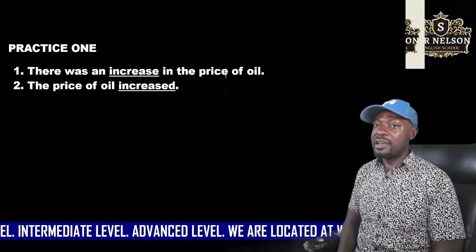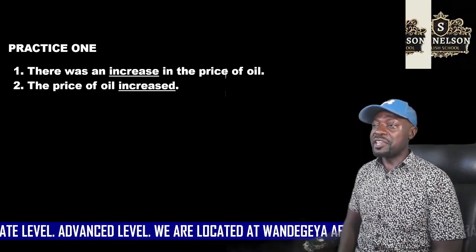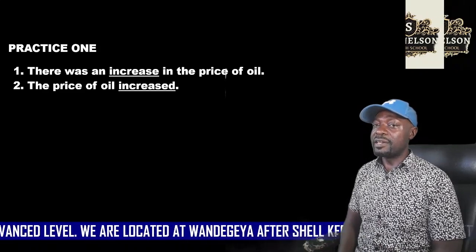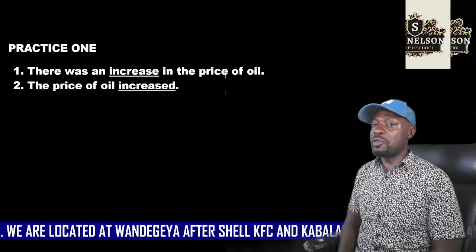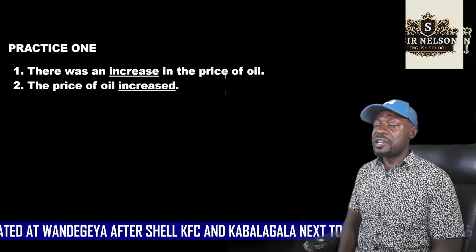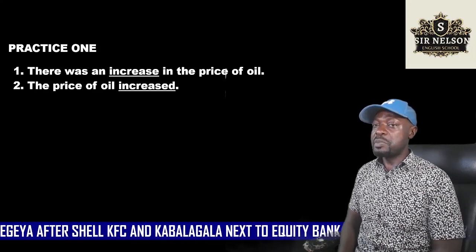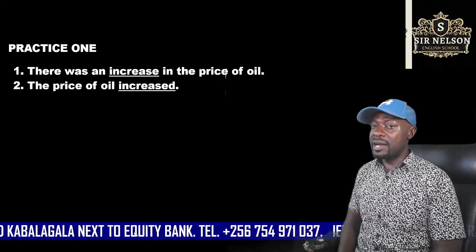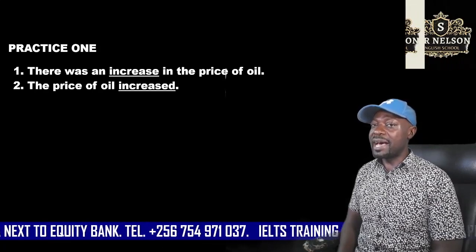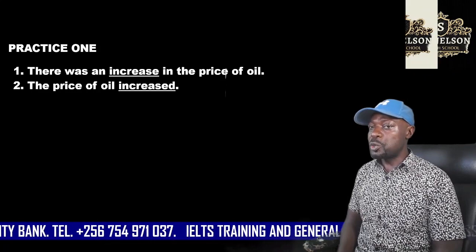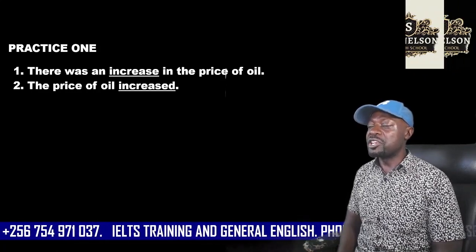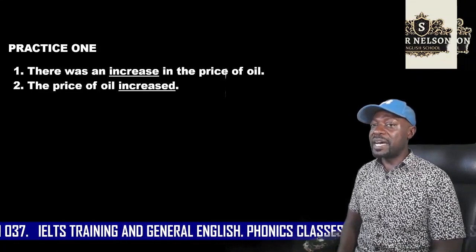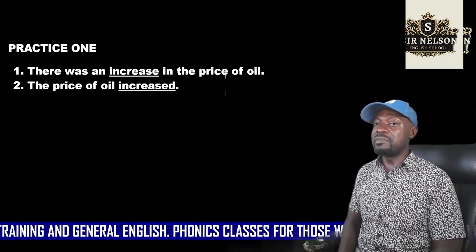Practice 1. Number 1, there was an increase in the price of oil. Number 2, the price of oil increased. Now, these two sentences mean exactly the same thing. But number 1 is using a noun, an increase. Number 2 is using a verb, increased. Different parts of speech, but same meaning.